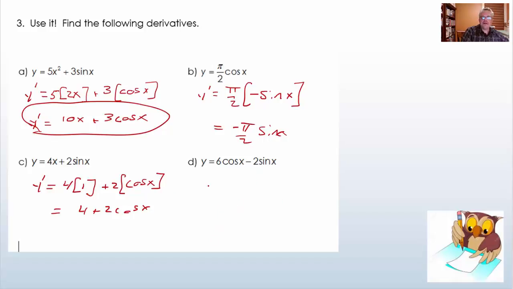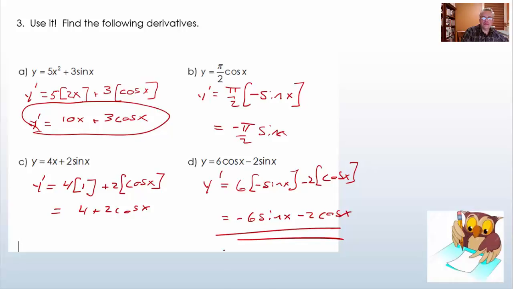All right, very last one. 2 trig terms. Both of them, no problem. y prime is going to be 6 times the derivative of cosine, which is minus sine of x, minus 2 times the derivative of sine, which is cosine of x. If I clean it up a little bit, I get minus 6 sine of x, and then minus 2 cosine of x. Done. That's the derivative. So now we can do terms with sine and cosine of x.